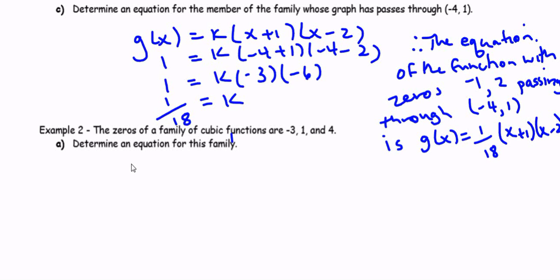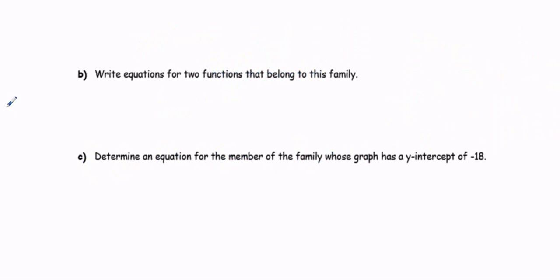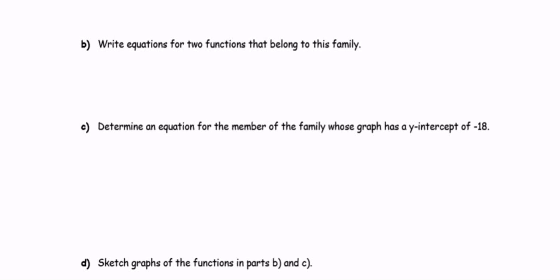If you want a generic equation, you're just going to write, we could call it f of x this time, k times x plus 3 times x minus 1 times x plus, minus 4. Okay, so opposite sign there of everything. That's the generic equation. Now we're going to write two equations for that particular family, and there are a number of them. Think of the equation with the k in it as your last name, and we're just going to come up with a couple of the kids' names in the family.